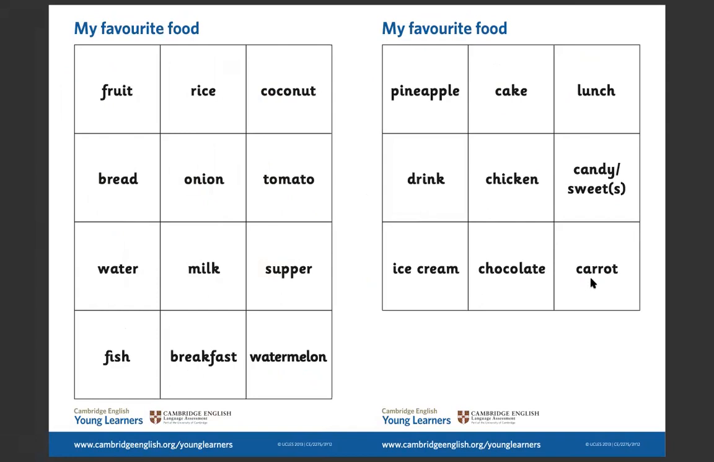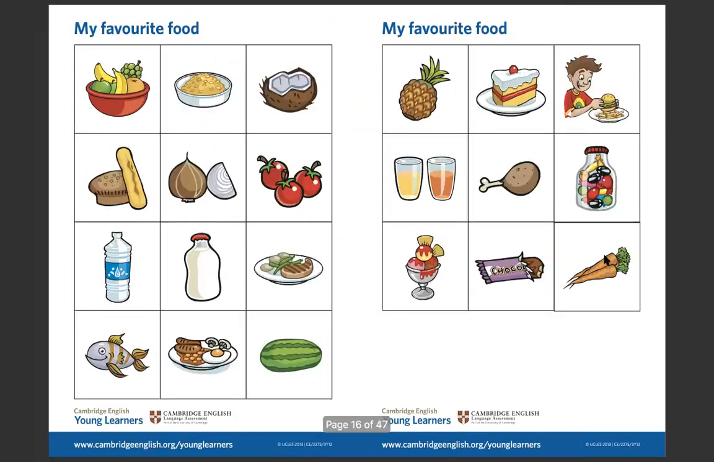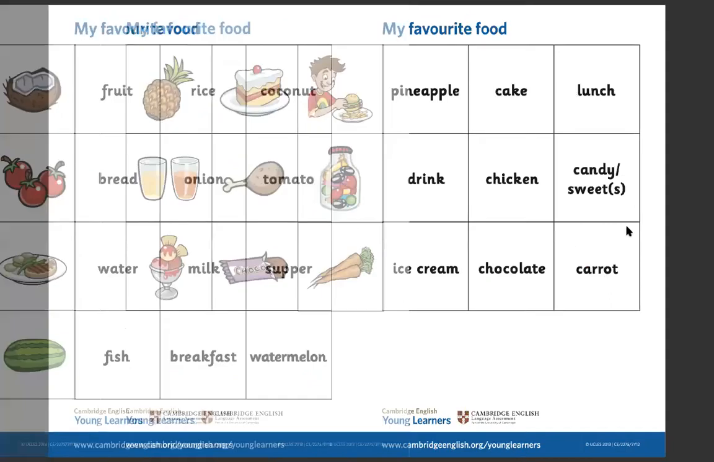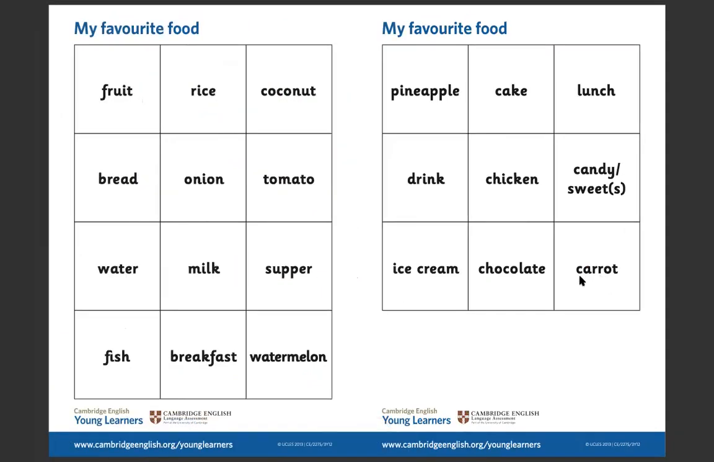Next one is the last one. Carrot. That's a vegetable. It's orange in color. You can write the word carrot now.